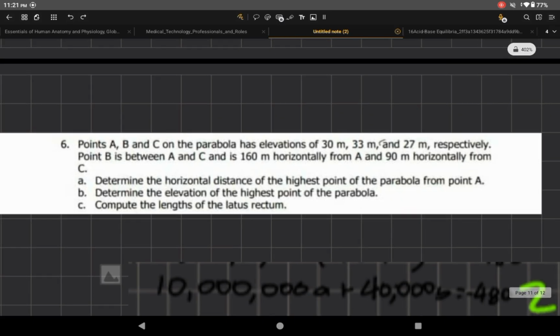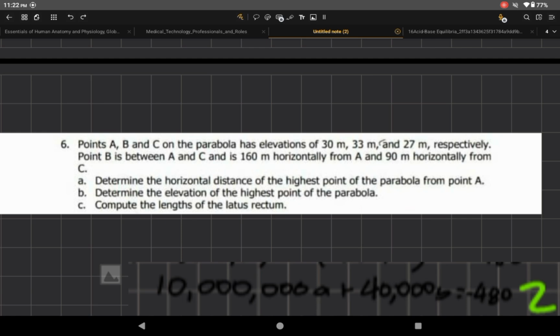Okay, so we were given the problem. Points A, B, and C on the parabola have elevations of 30 meters, 33 meters, and 27 meters, respectively. Point B is between A and C and is 160 meters horizontally from A and 90 meters horizontally from C. A. Determine the horizontal distance of the highest point of the parabola from point A. For B, determine the elevation of the highest point of the parabola. And letter C, compute the length of the latus rectum.